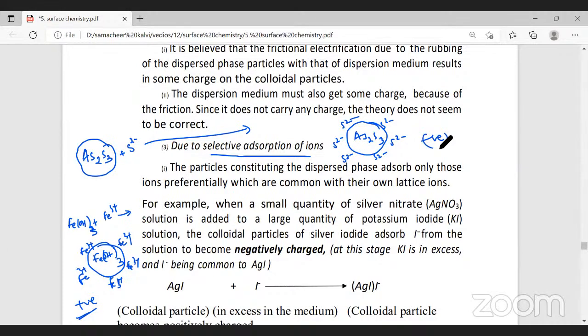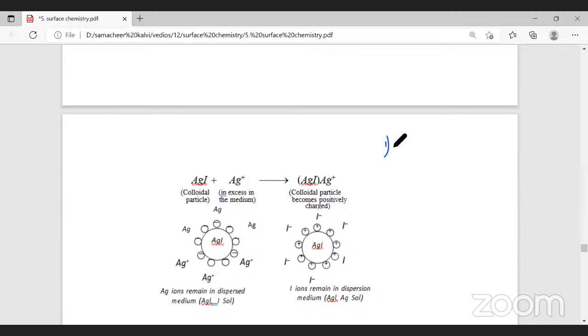The second one is ionization on the surface. So these are the two reasons for colloids to be charged. Here they've given an example, silver iodide. The silver iodide is neutral, but it preferentially adsorbs iodide ion. They can ask you for 2 marks why colloids are charged. One is ionization on the surface. The second reason is preferential adsorption.